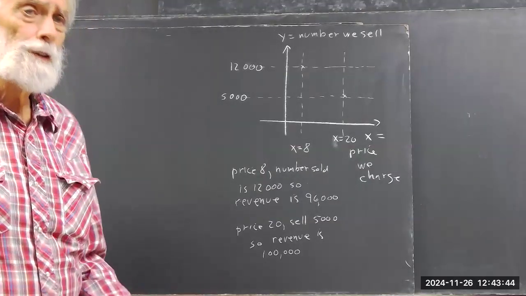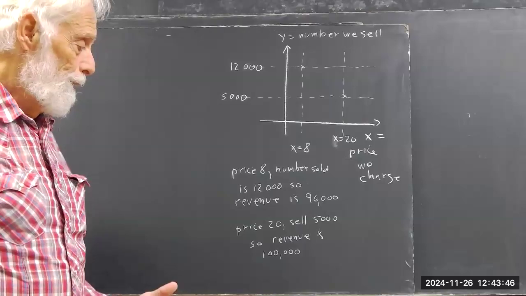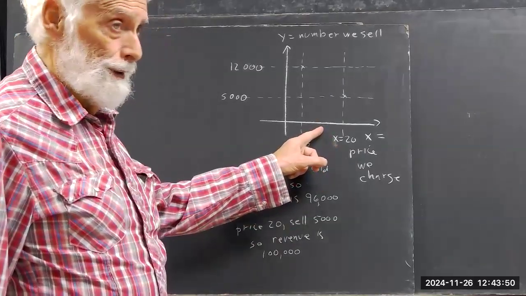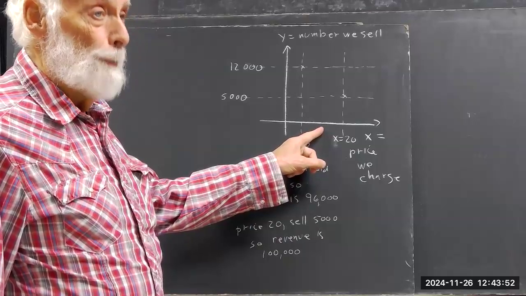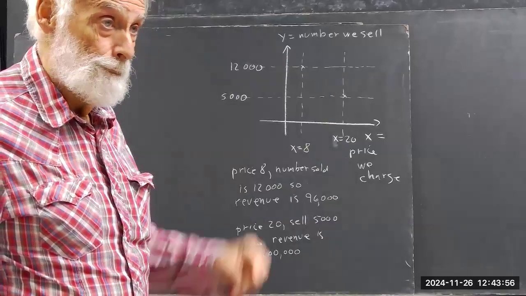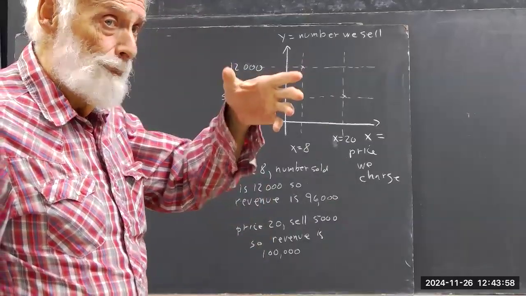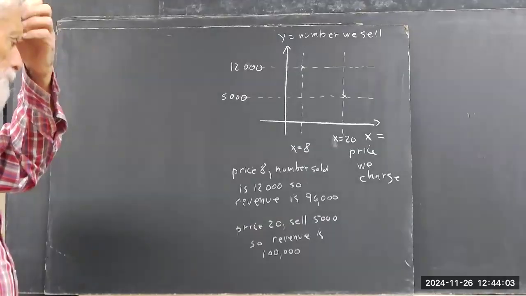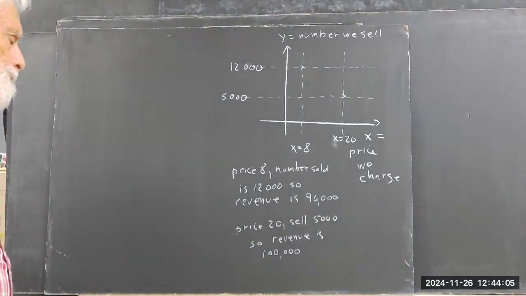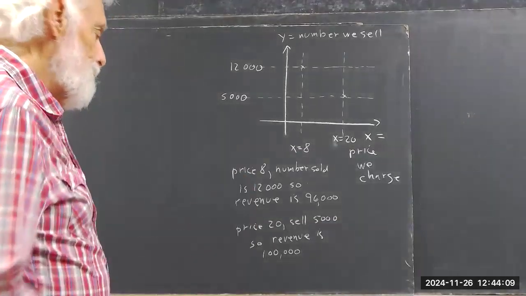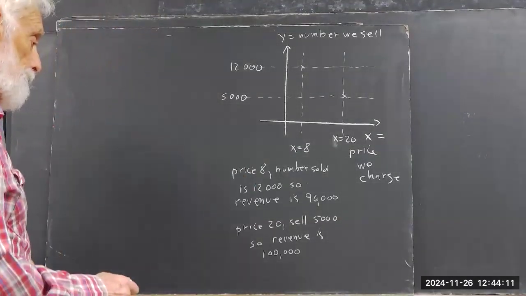It's going to turn out that it does matter. Somewhere between 8 and 20, there's a price that's going to give you the maximum revenue. Does that make sense? We go from here to here, and some price is going to give us maximum revenue. Matter of fact, this is incidental. I hadn't planned to do this, but I'm going to do it anyway.